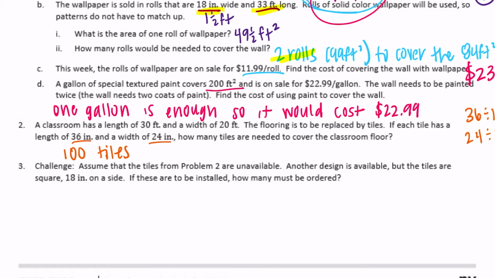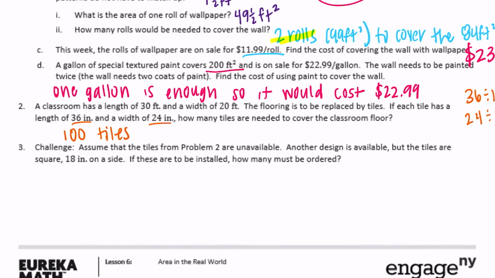Number 3, challenge. Assume that the tiles from problem 2 are unavailable. So I guess those are sold out. No other designs available, but the tiles are square, 18 inches on one side. So 18 inches is 1.5 feet. And it's a square, so 1.5 feet by 1.5 feet. If these are to be installed, how many must be ordered? So 1.5 feet by 1.5 feet.